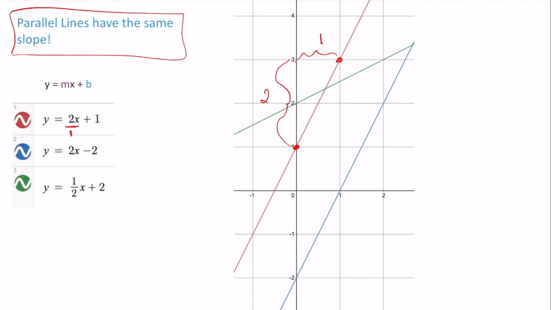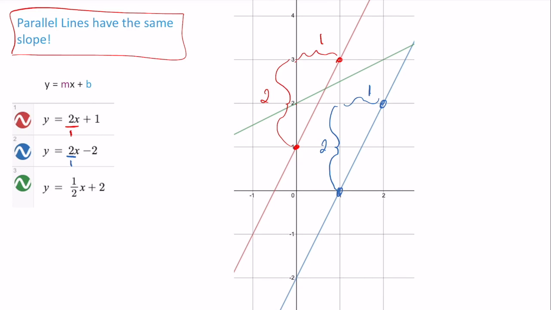Same thing with the blue line. The blue line, slope is 2. If I wanted to think about it as rise over run, 2 over 1. Pick any 2 points on the line, and to go from one to the other, I have to go up 2 and over 1. And because they have the same slope, they have the same angle. Because you're going up at the same angle, they're never going to get nearer to each other, and you're never going to cross. And that's why they're parallel.